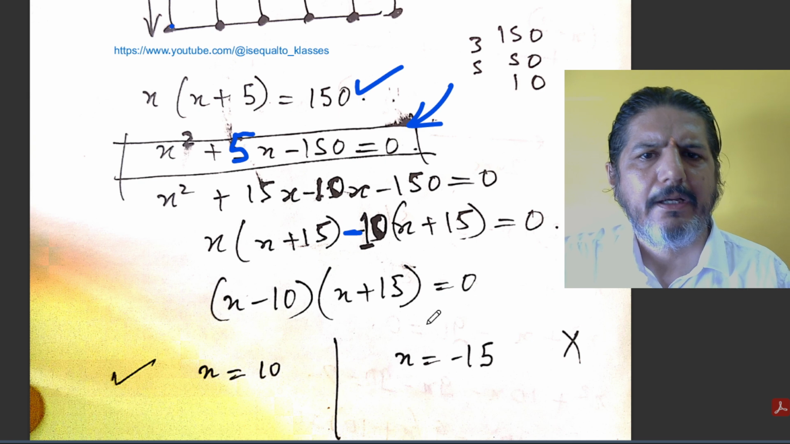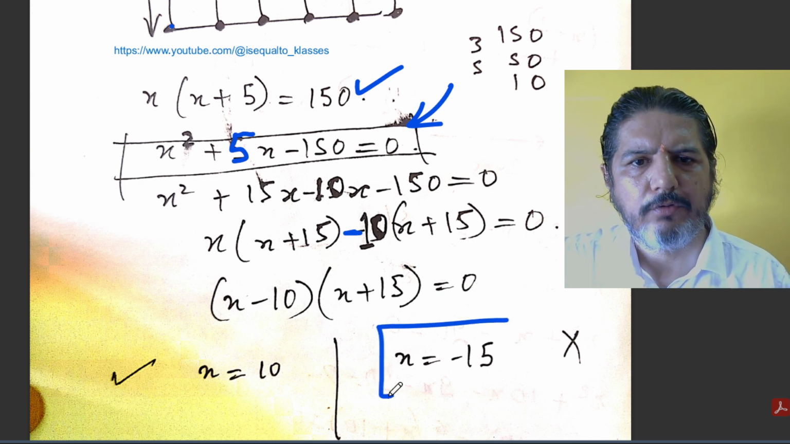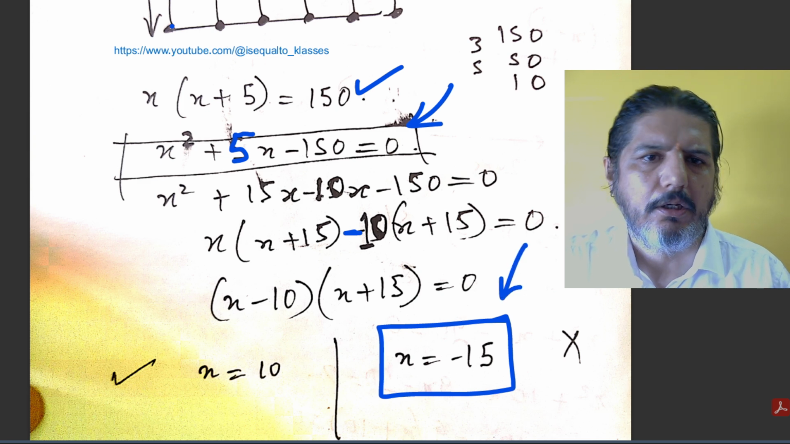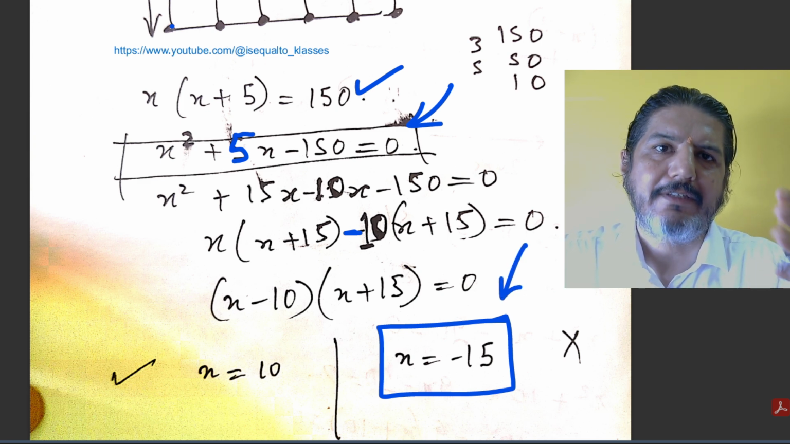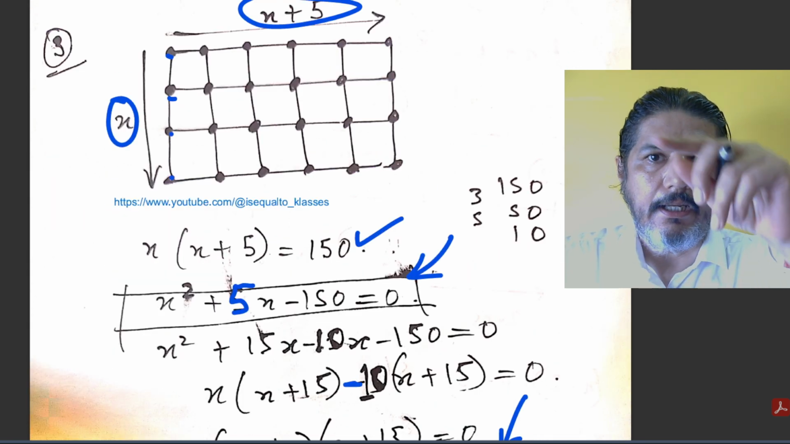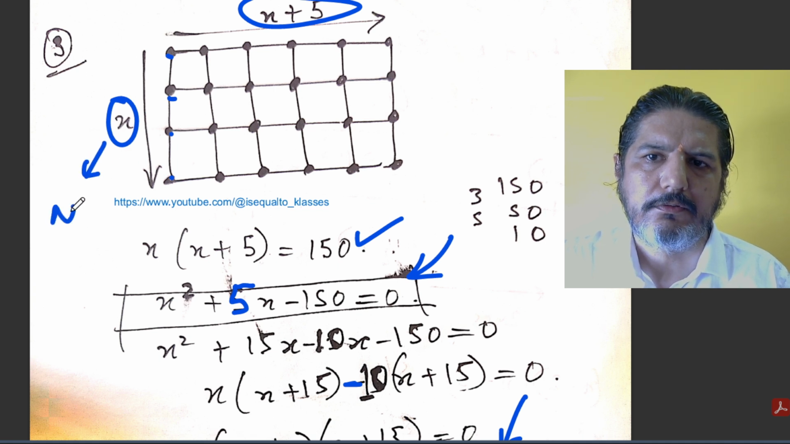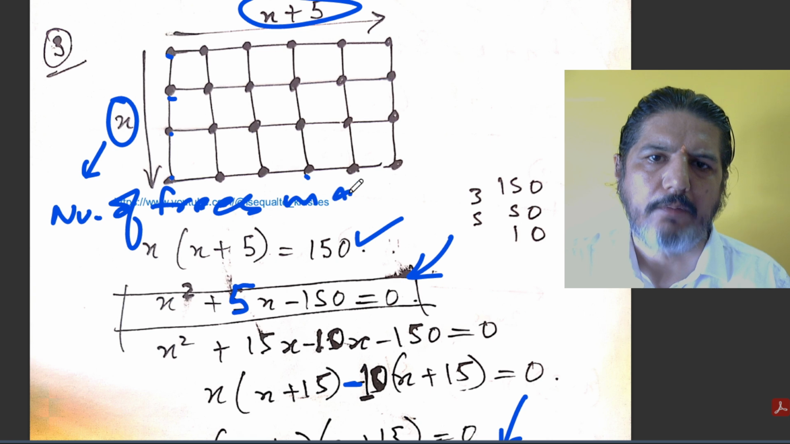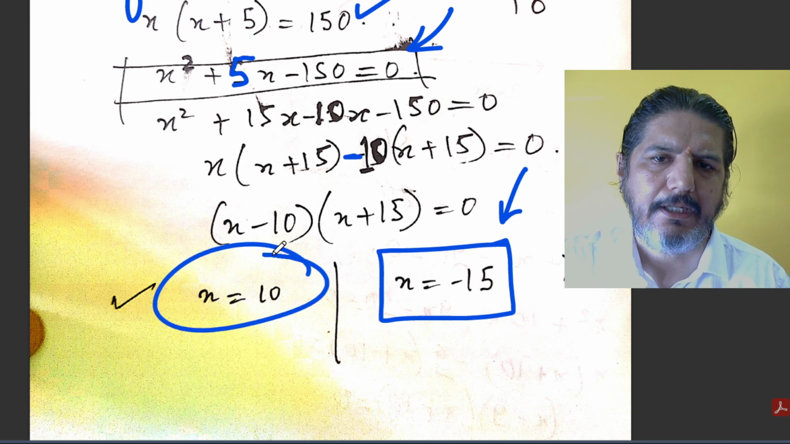Because it's a quadratic equation, you'll always have two values of x. Now look at x is equal to minus 15. So x can't be minus 15 because x is the number of trees that you have assumed. X is the number of trees in a column that you have assumed. Remember that x is the number of trees in a column. So it can't be negative. So you'll have to say that x is equal to 10.